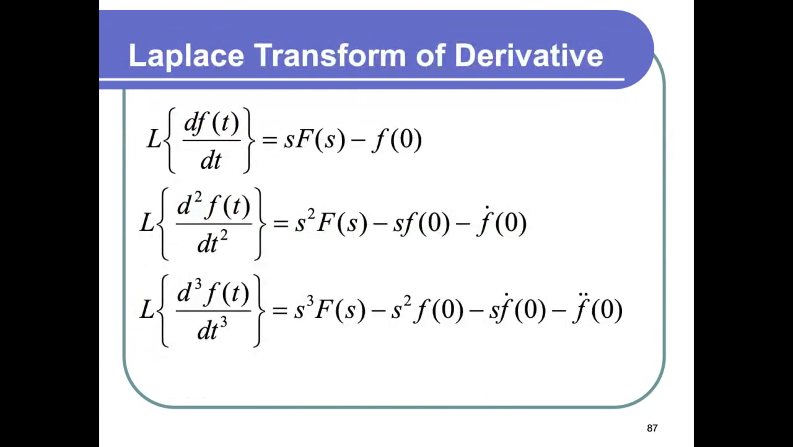So here are the Laplace transform derivatives as a refresher. If I have the derivative of f, then the Laplace transform is sF(s), where F(s) is the Laplace transform of f, minus f evaluated at 0. Similarly, we have the second derivative, s squared F(s) minus s f(0) minus f dot of 0. And similarly, you have the third derivative.